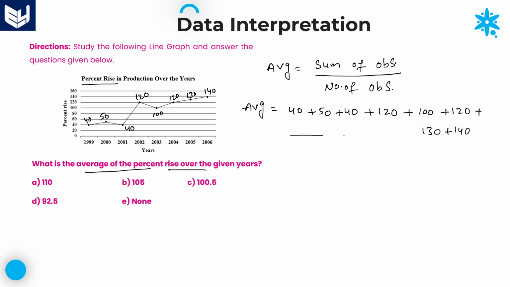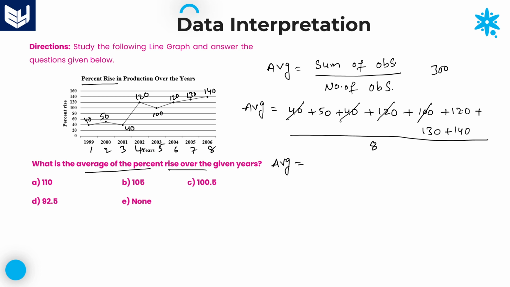That is the numerator value, and in the denominator you need to take the number of years. Number of years: 1, 2, 3, 4, 5, 6, 7, 8. Total 8 years. So the denominator value is 8. Now you can add all the values first. Here it is 120 plus 40, 160. 160 plus 40, 200. 200 plus 100, 300. So as of now we got 300.